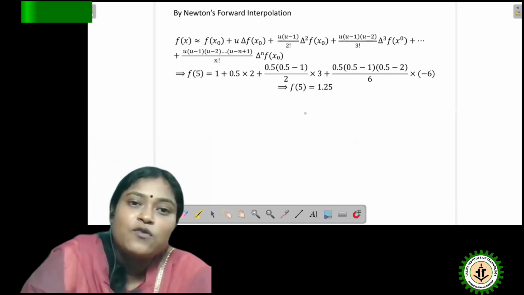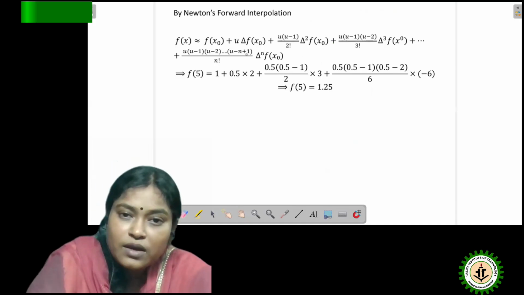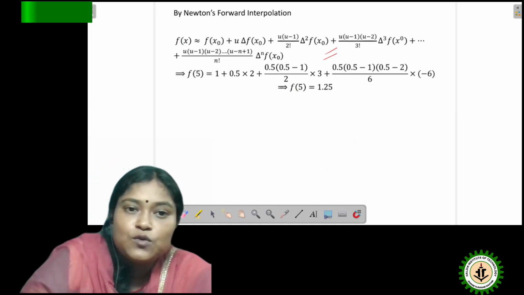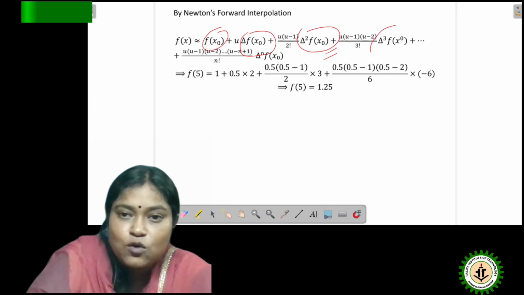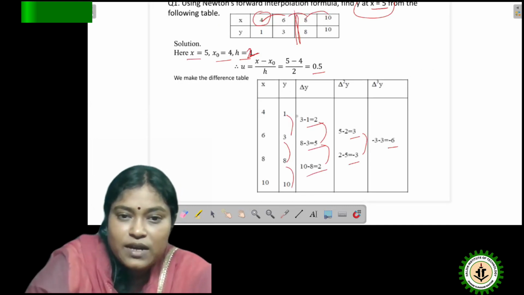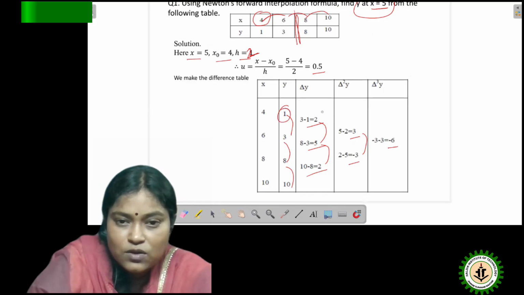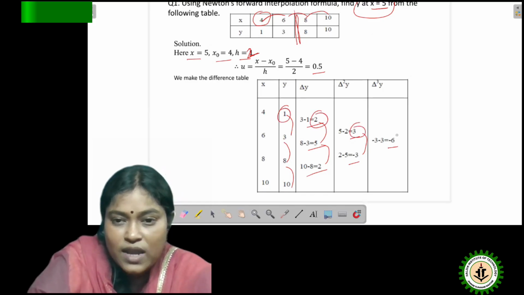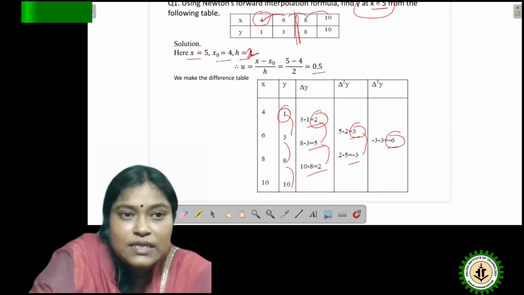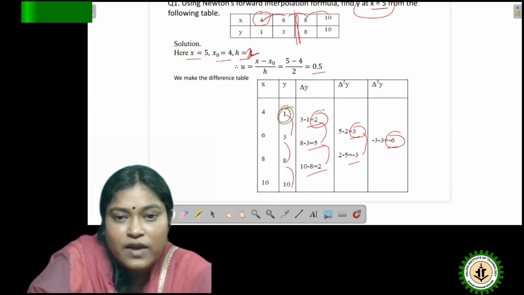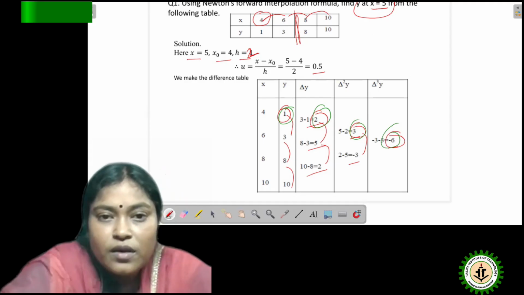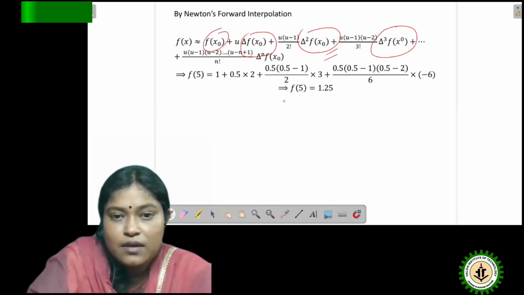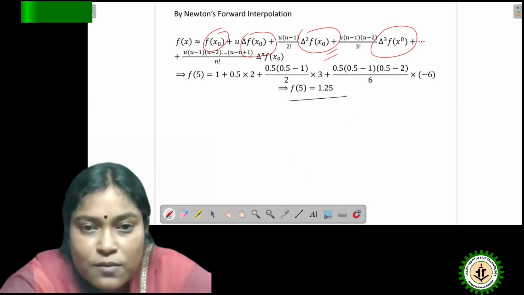Now, by using Newton's forward interpolation formula, this is the formula. Here you see, I have to use f(x naught), delta f(x naught), delta square f(x naught), delta cube f(x naught), all this. From the given data, you can see this is your f(x naught), this is your delta f(x naught), this is your delta square f(x naught), delta cube f(x naught). So these first values we have to use. If I put these values, we will get f(5) as 1.25. So this is one problem.